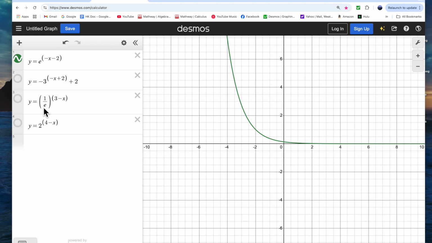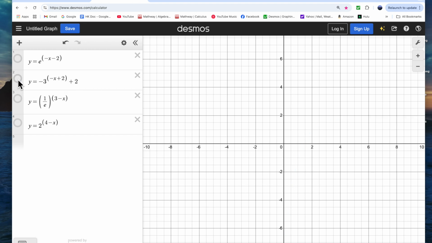Here, it looks like a decay function. Because of that negative x, it's going to be a growth function. And finally, it looks like a growth function, it's going to be a decay. In fact, let's just go ahead and do each of those on Desmos now. You could see this one approaches the horizontal asymptote from below because of that negative out front. The horizontal asymptote is at y equals 2.